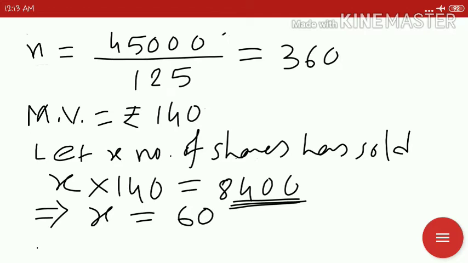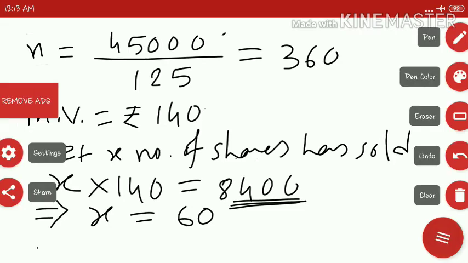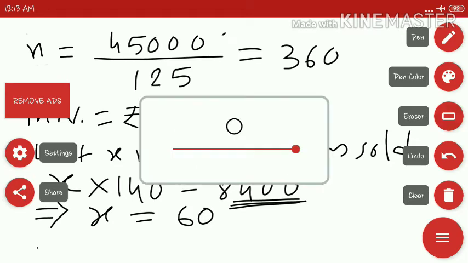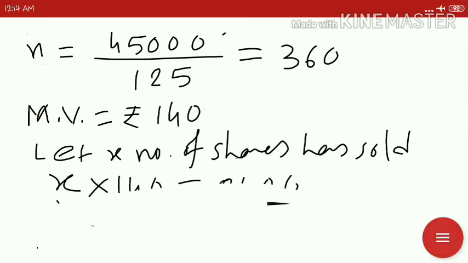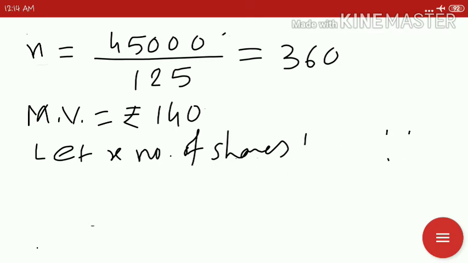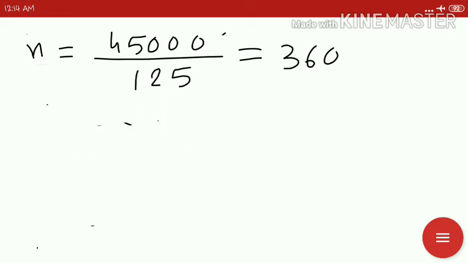So how many shares does he still hold in his hand? You can easily find out by subtracting from the total number of shares, 360. So 60 shares he has sold, and in the second portion you need to find out how much dividend he will collect for the remaining shares.